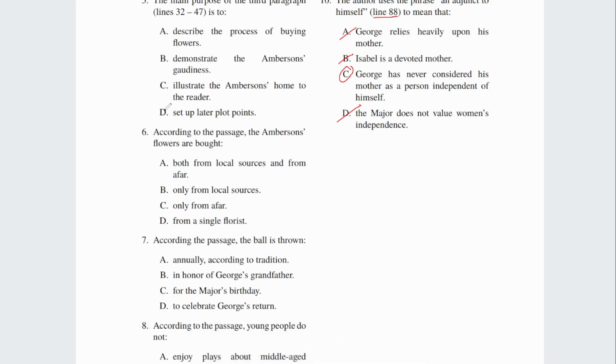So we can eliminate a bunch of these: only from local sources. From a single florist, well, we don't know how many florists there were. It seems likely that the local sources had many florists and that afar there were also many florists, so we don't seem to know that there's only one florist. Only from afar, or both from local sources and from afar. And to me, it seems like what the passage is trying to say is that they're both from local sources and from afar, right? The local stock proved insufficient. They bought everything, they tried it out, and they saw whether it would completely decorate the house. And what they found was that it wasn't enough. So they had to buy more flowers from afar. So it's not only from afar.